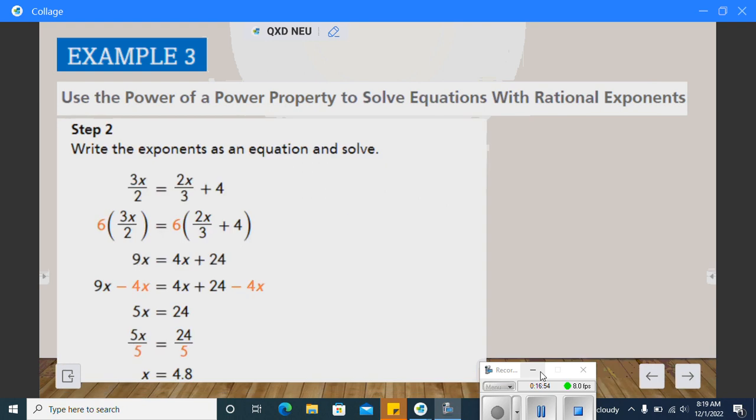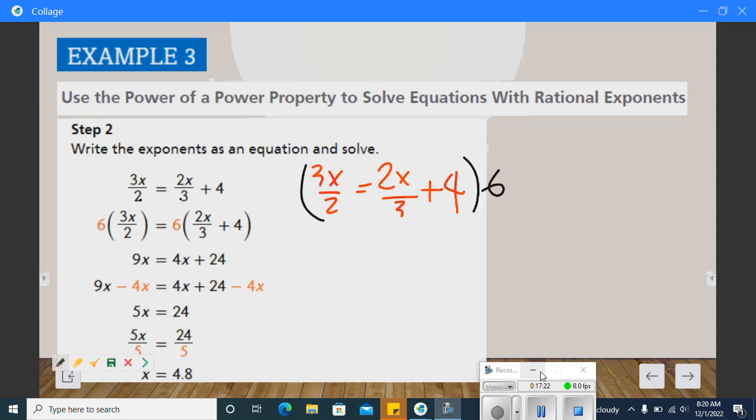So we have the same base already, so we focus on the exponents. So you have there 3x over 2 equals 2x over 3 plus 4. So what is their common denominator? We can multiply this to eliminate the denominator, that is 6. So that is multiplied by 6 on this part.